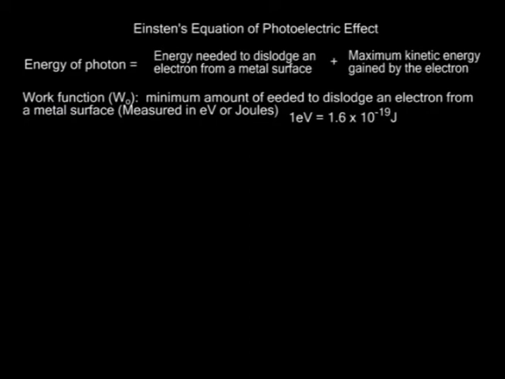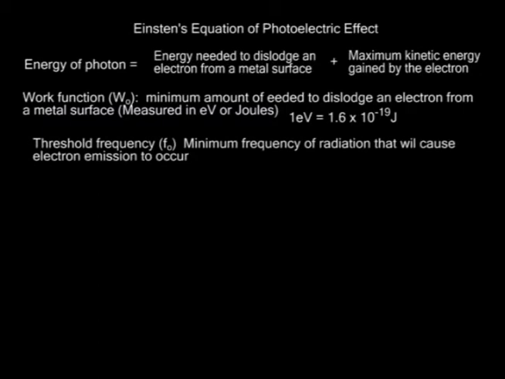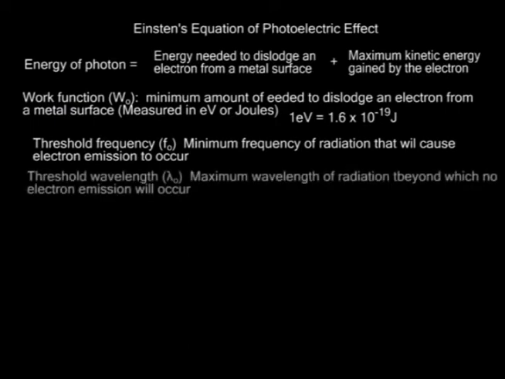Emission of photoelectrons will not occur from a metal surface if the frequency of the radiation falling on it is below a certain value. This minimum frequency is known as the threshold frequency f0 for the metal. The corresponding wavelength is called the threshold wavelength λ0, the maximum wavelength beyond which no photoelectric emission will occur. The work function is thus given by W0 = hf0. This can be expressed as W0 = hc/λ0.